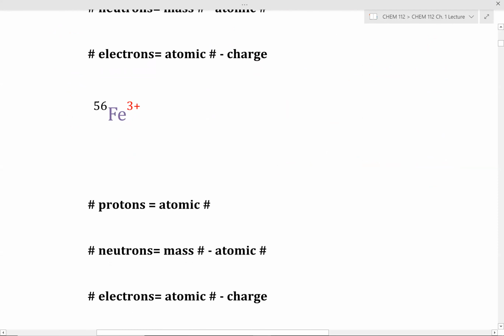So I'd like you all to take a moment and try to figure out the number of protons, neutrons, and electrons in iron-56 3+. If you need a reference, the periodic table is both provided in your notes and on the board. You're welcome to communicate in groups. Figure out the number of protons, neutrons, and electrons in iron-56 3+.